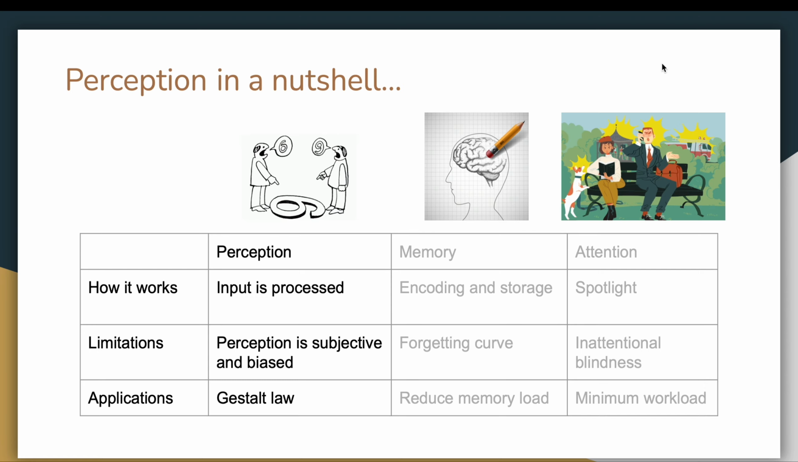So let's summarize perception for a little bit. We know perception is all about processing input, and the limitation is that perception is subjective and biased. And we mentioned using the Gestalt laws to solve some of the perception problems in games.